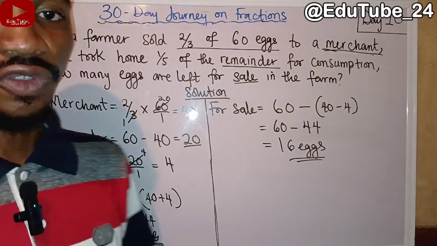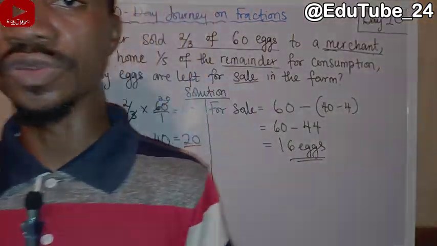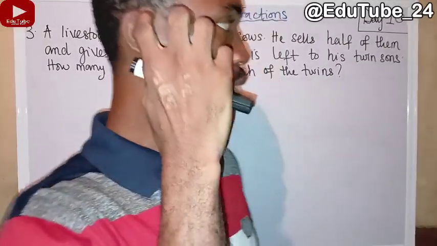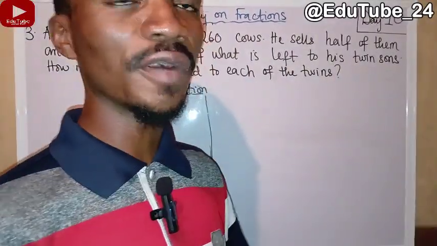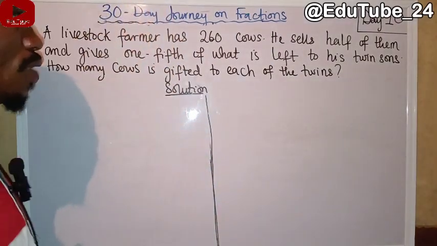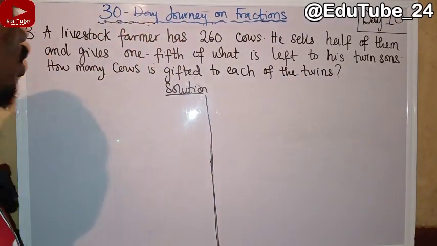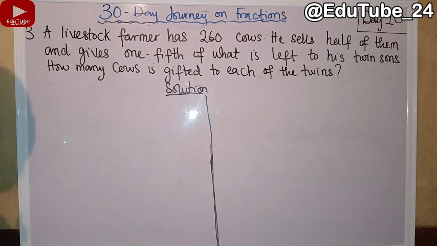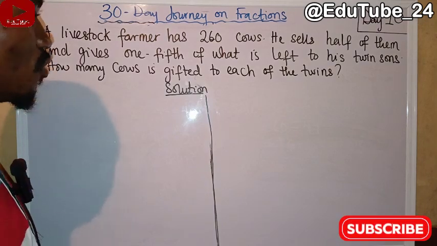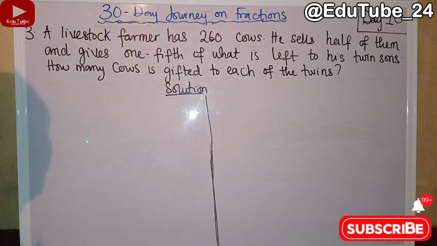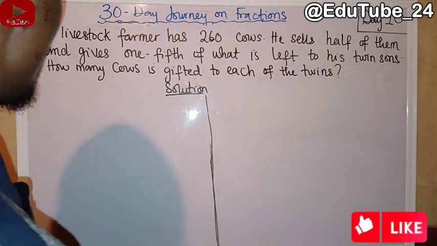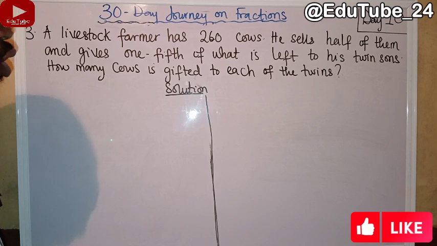And that is it about question number 2. Let's move on straight to question number 3. Now, our third question for today, which will also be our final question for day 10 of our 30-day journey of fractions. Okay, so the question says, a livestock farmer has 260 cows. He sells half of them and gives 1/5 of what is left to his twin sons. How many cows are gifted to each of the twins?